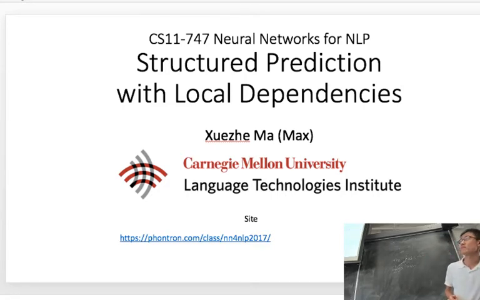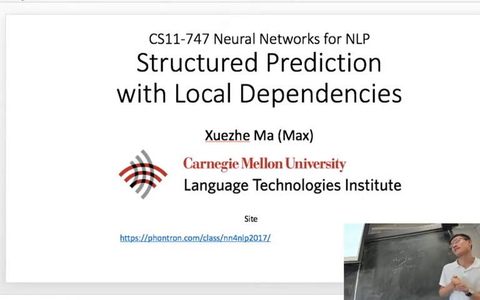Here is a short summary of these models. Independent classification models rely on a very strong independence assumption. That is, given the input sequence X, the outputs Y at each position are mutually independent. We can see that this is a really strong independence assumption, and usually it is not true in practice.